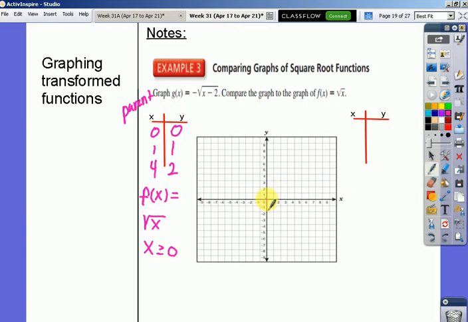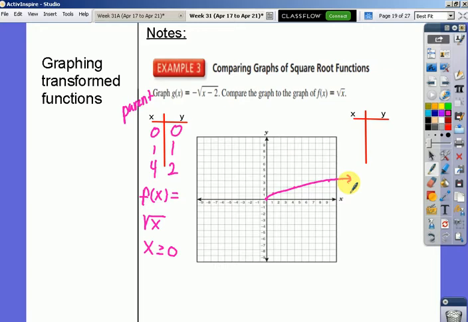0, 0, 1, 1, 4, 2, 1, 3. I plotted another point so that I knew it was going that way rather than that way. Does that make sense? So, more points the better. You don't have to plot by million, but just enough.